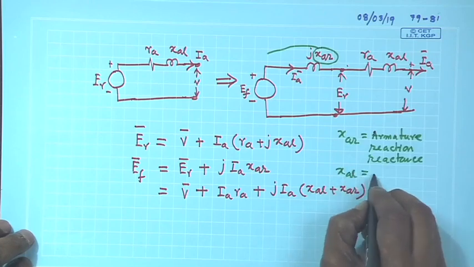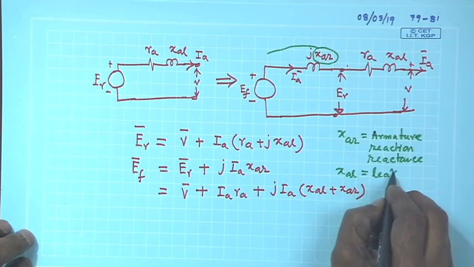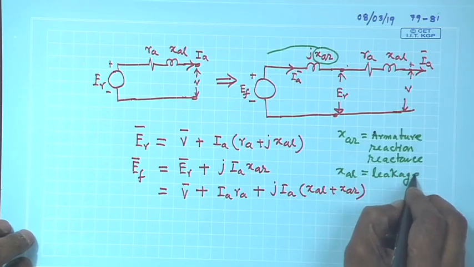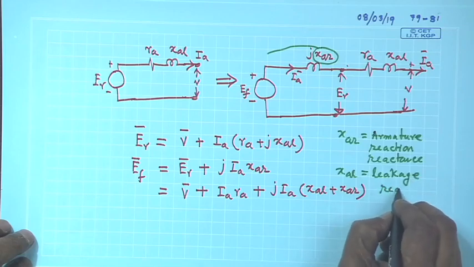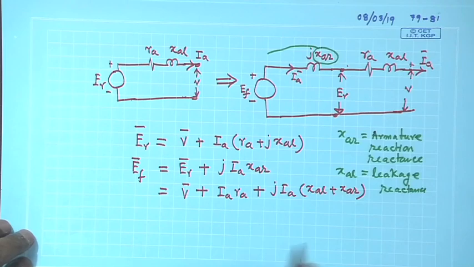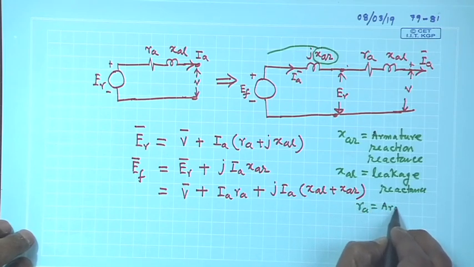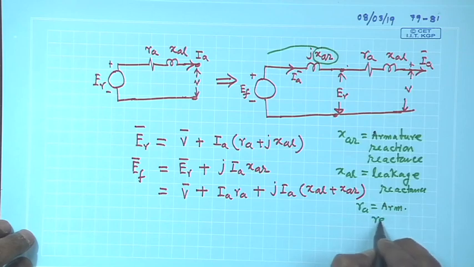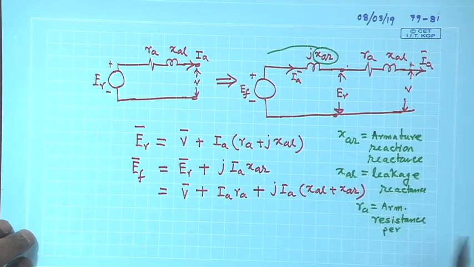And what is X A L? X A L is leakage reactance, as it happens with any coils, leakage reactance per phase. And what is R A? R A is the armature resistance per phase. So, everything is per phase.